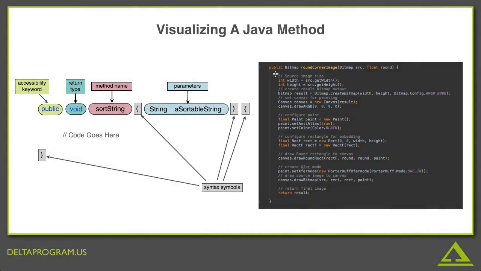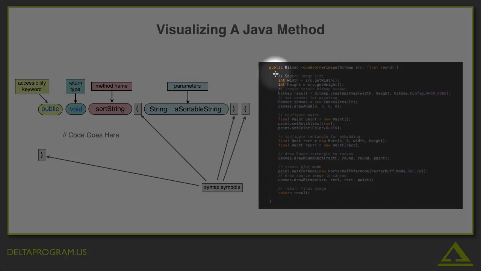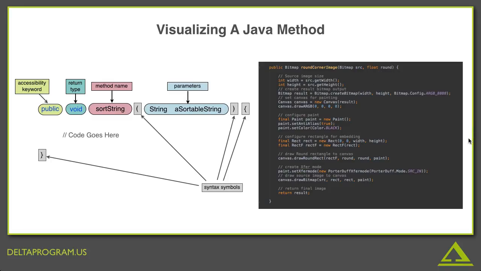So let's see if you can put all these clues together and deduce what this method does without having to read through all this code. Ready? Well, you have a method called roundCornerImage. It takes a bitmap and it returns a bitmap. It also takes a number. Can you guess what it does? Pause now if you need some time.